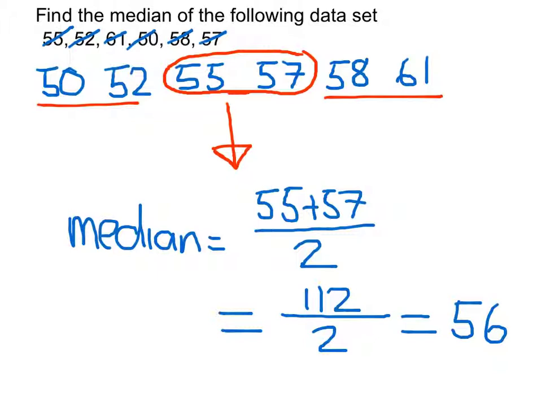So the one thing to remember from this question is when you have an even number of values in your original data set, then you need to select 2 that are in the middle and halve them. Add them together and then halve them.